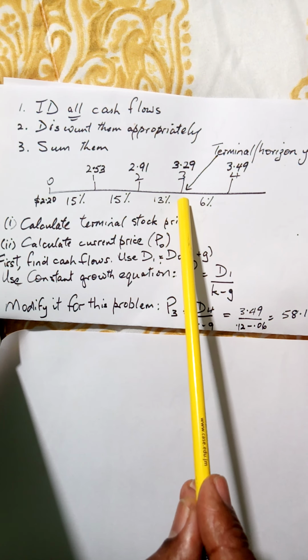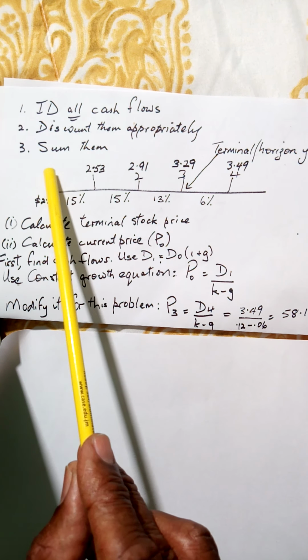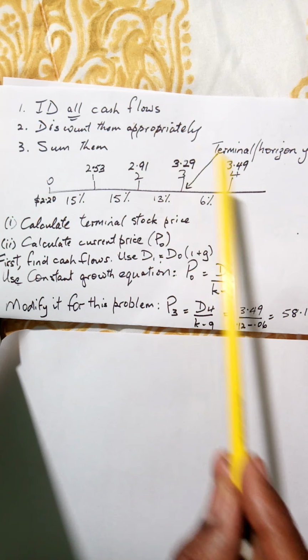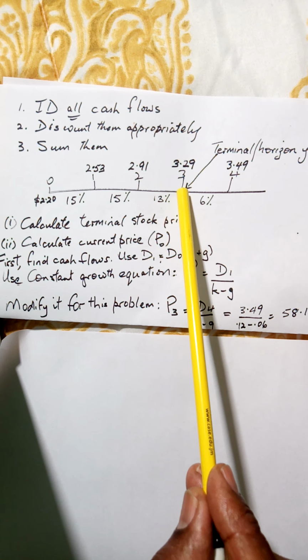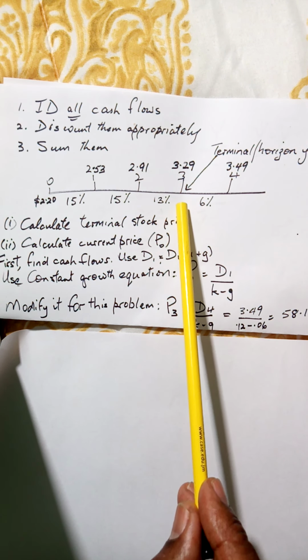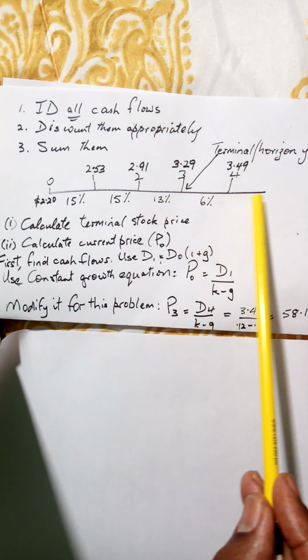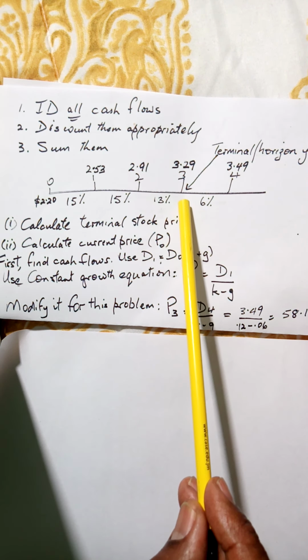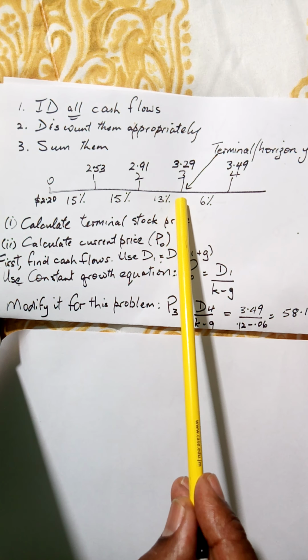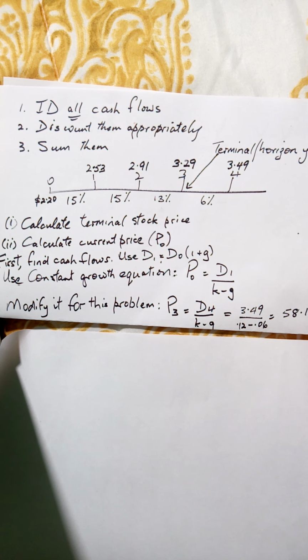So year 3 has 2 cash flows, one arising from the non-constant growth period, and the other one, we would put it here, $58.17, arises from the constant growth period, which starts here. So year 3 has 2 cash flows. So that would give us the terminal stock price.